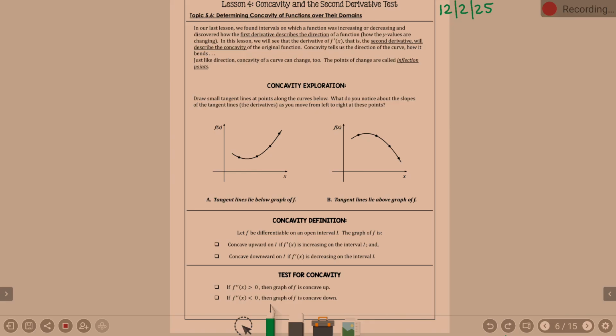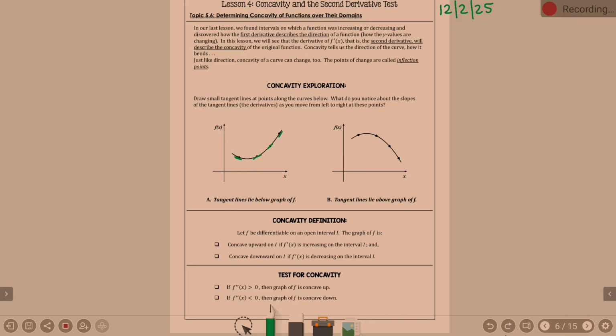Now, as we look at concavity here, it suggests that we draw small tangent lines at points along the curves below. A tangent line there, a tangent line there, a tangent line there, and a tangent line there. And the question they ask us is, what do you notice about the slopes of the tangent lines, or in other words, the derivatives, as you move from left to right at these points?